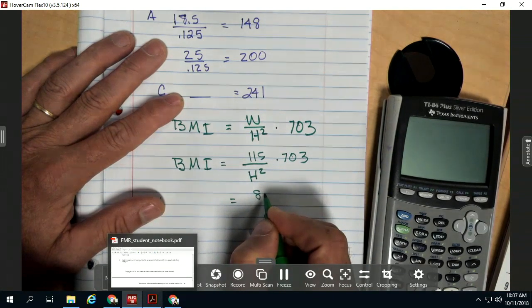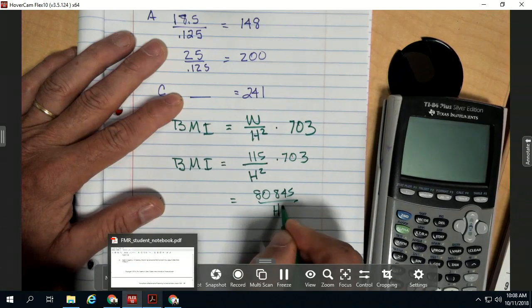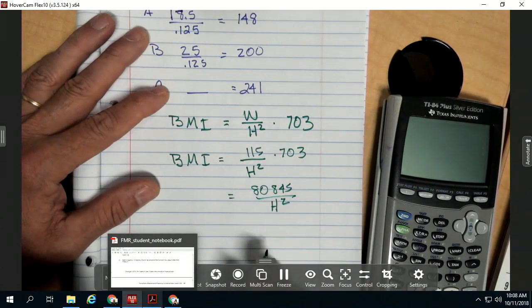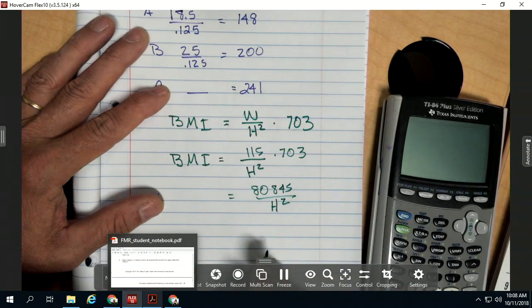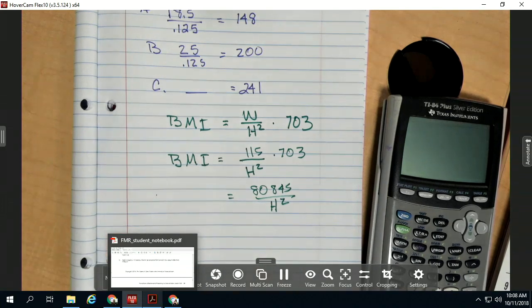Brandon, what did Eric do there? Divided by height squared is the BMI.